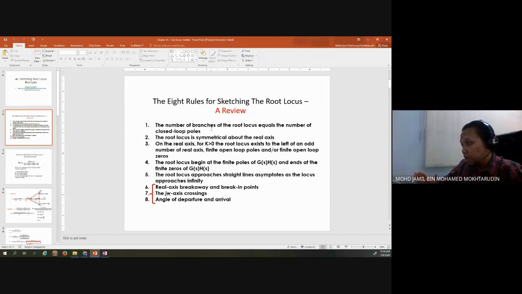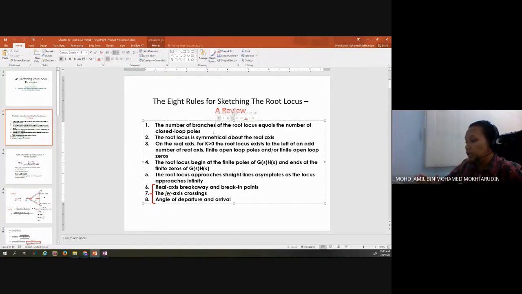Okay, so after you found the poles and zeros, you need to first determine the number of branches. Number of branches of the root locus depends on the number of poles or zeros, whichever has the most. We will see later what is meant by number of branches. And the second one is the root locus must be symmetric about the real axis. So you must draw it to be symmetric about the real axis, and this is one of the most important rules. If you draw non-symmetric, then it's wrong.